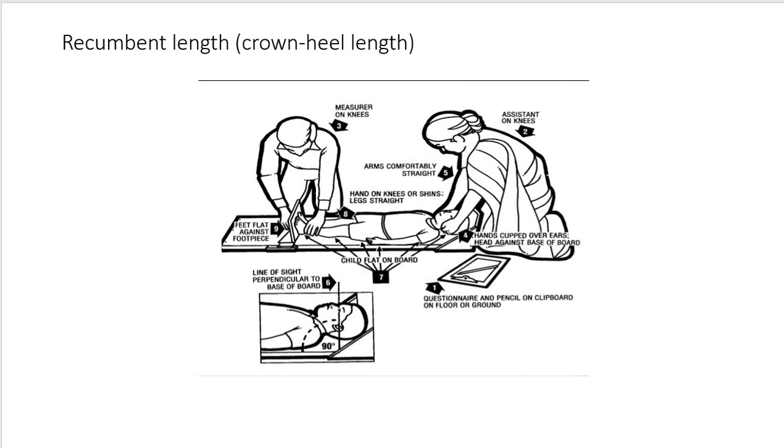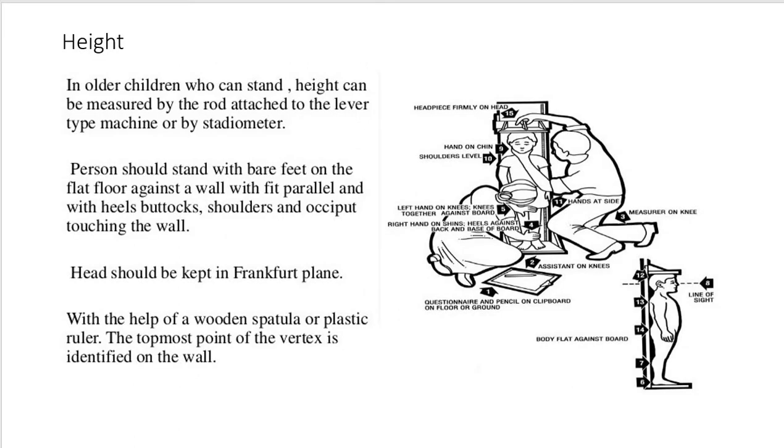Okay, next, what about older children? In adults usually we won't take height for this purpose, but for seeing growth we take the height in children, because every day they will be growing, no? In older children who can stand, the height can be measured by a rod attached to the lever type machine or by a stadiometer. This is a stadiometer.